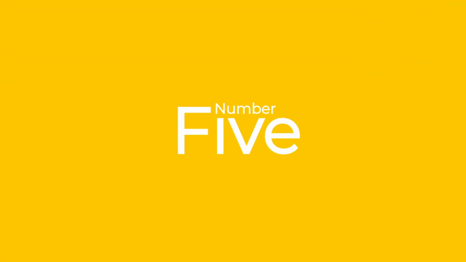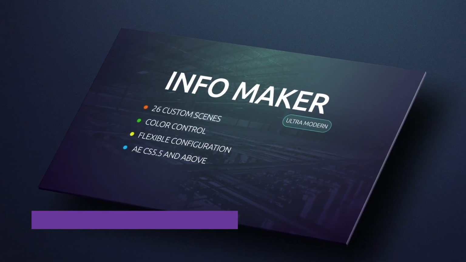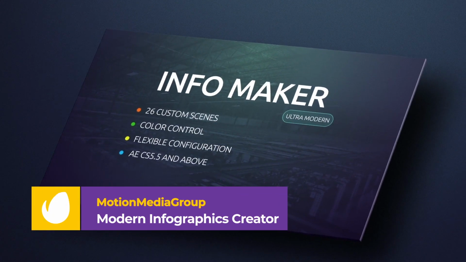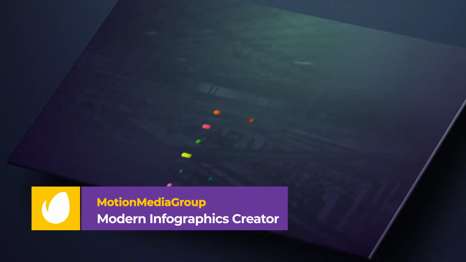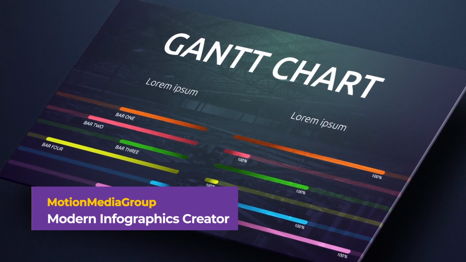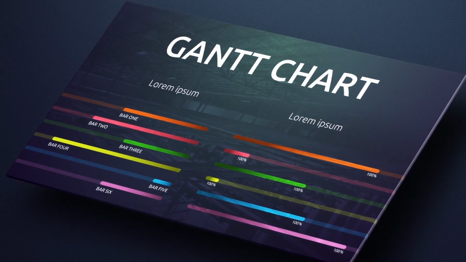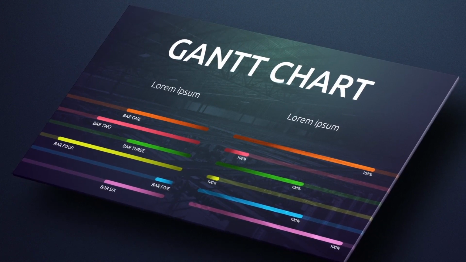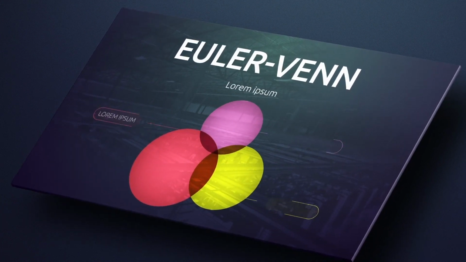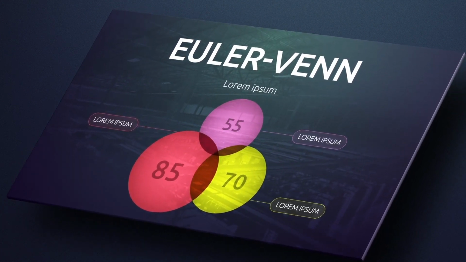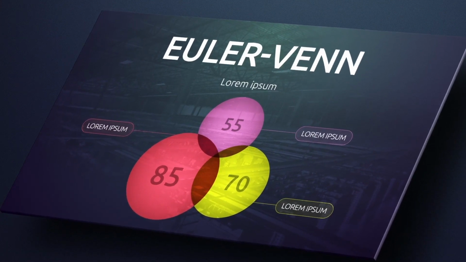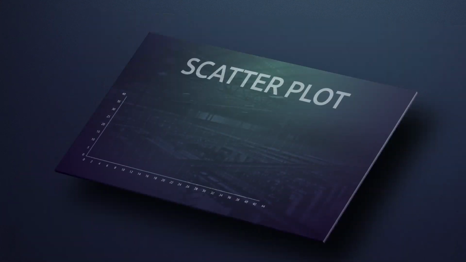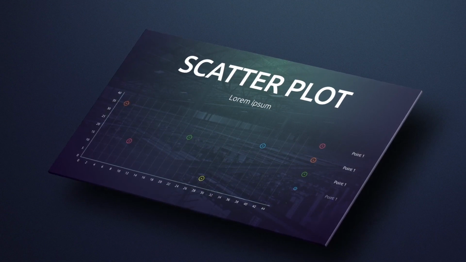Number 5. Motion Media Group's Modern Infographics Creator is a collection of sleek graphs and charts presented in a cinematic way. The incredibly modern-looking dark color scheme is balanced out by the colorful elements that make up each graph. Straight out of the box, it's a template you can use to display statistics in a visually stunning, professional manner.